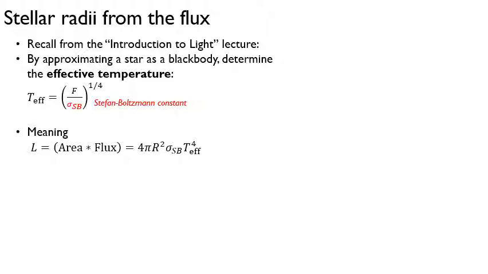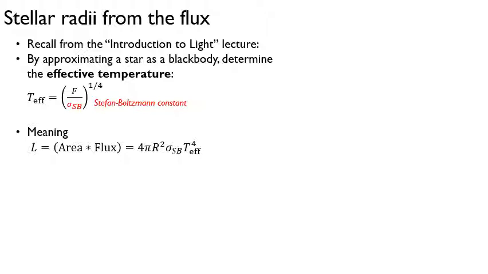Okay, so what about radii? Maybe we can learn something about stars in the main sequence when we consider radii, or not in the main sequence, sorry, just in the Hertzsprung-Russell diagram. So how do we get stellar radii? One way to do it is from the flux. So we talked about this in the Introduction to Light lecture.